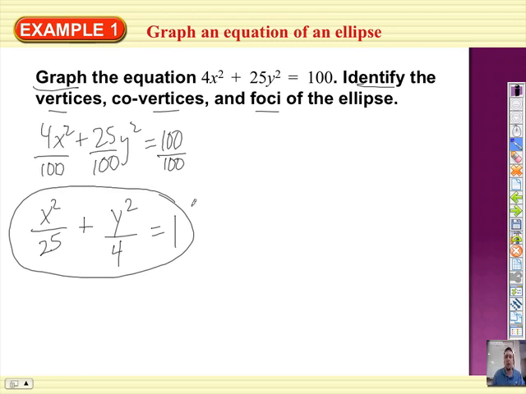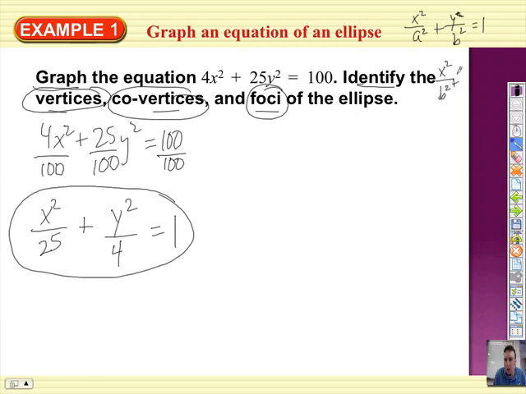Well, what are some characteristics about ellipses? You want to find A, you want to find B, you want to find C. A deals with vertices, B deals with covertices, and C deals with foci. Now look at that equation. You have to ask yourself, is it x squared over A squared plus y squared over B squared equals 1? Or is it the other way, x squared over B squared plus y squared over A squared equals 1? Which one is it?